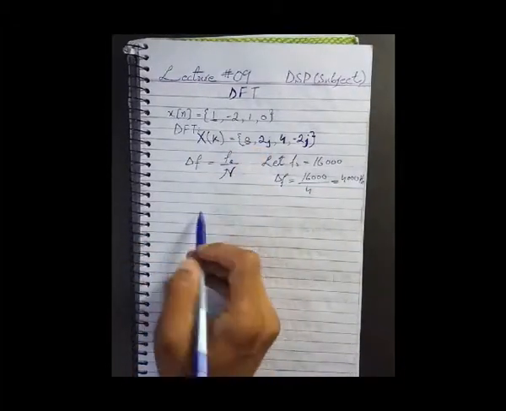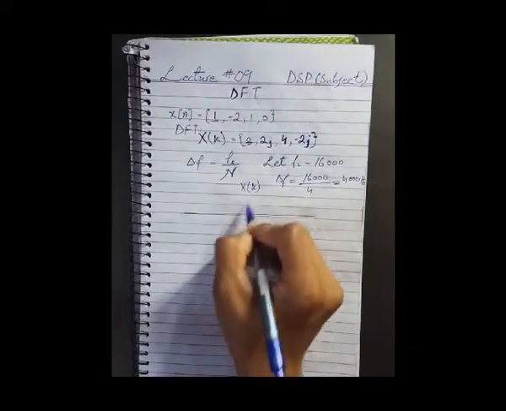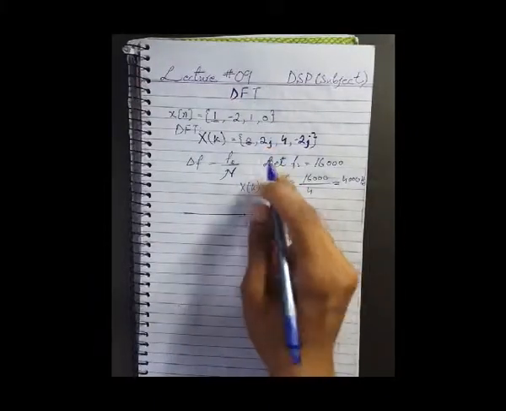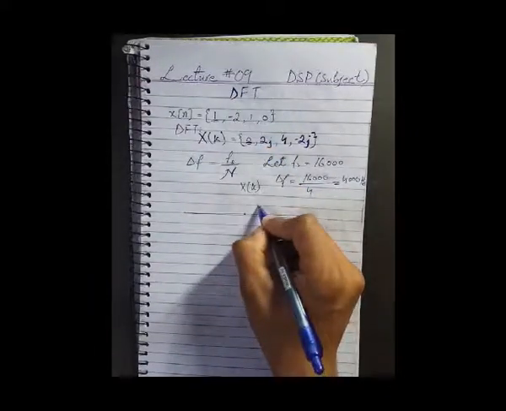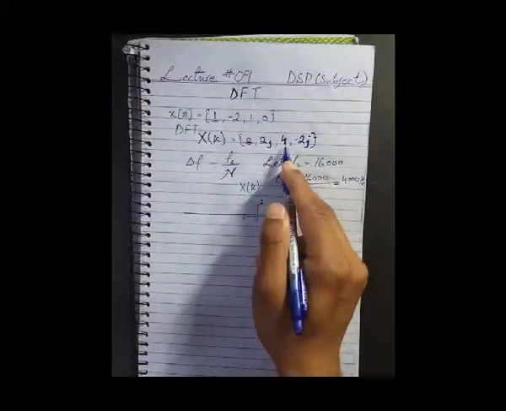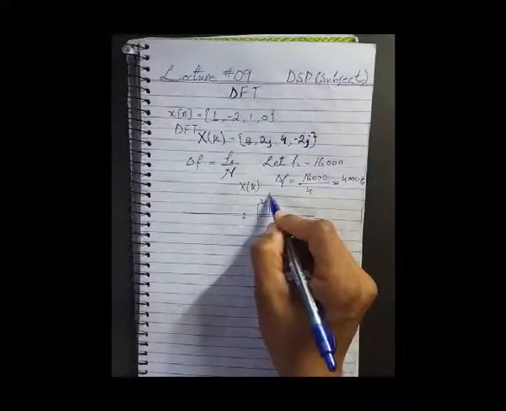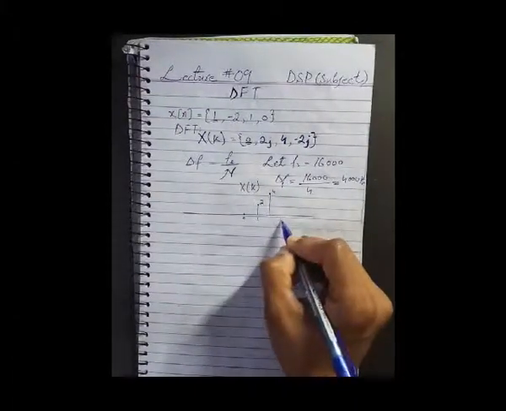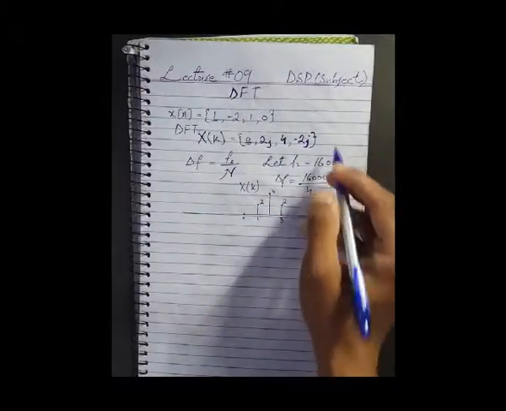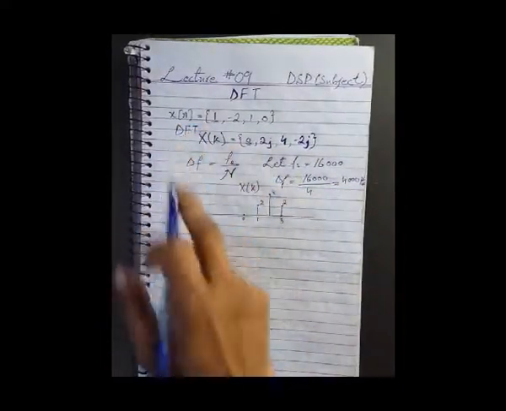So if we draw this graph, we will get amplitude x of k. At 0 we have 0, and at 1 we have 2j, at 2 it has value 4, and again at 3 it has value 2. This is the graph in frequency domain of this signal.